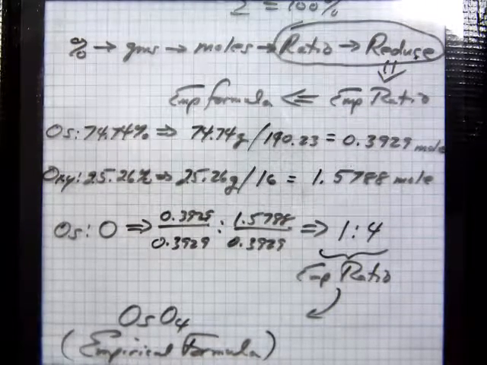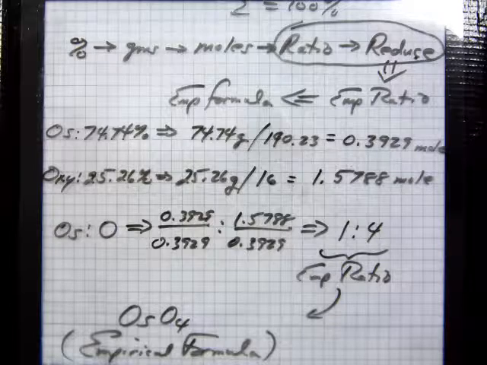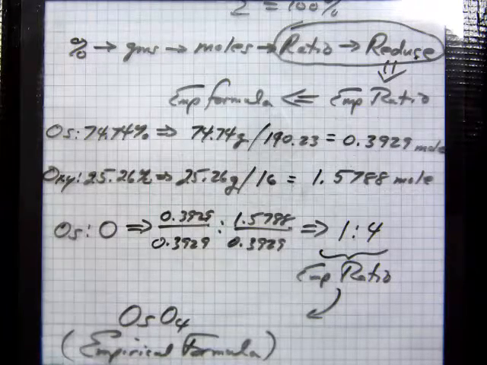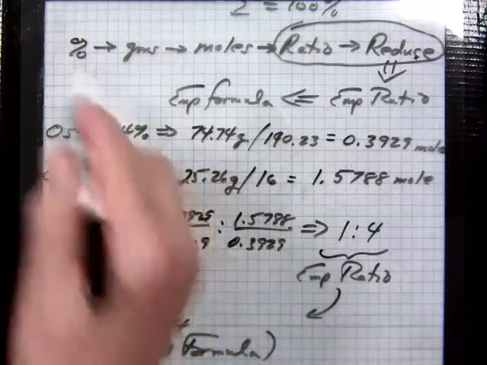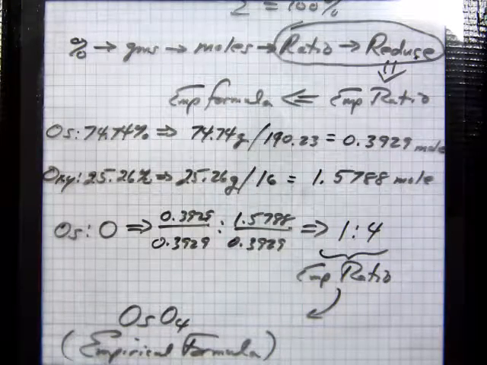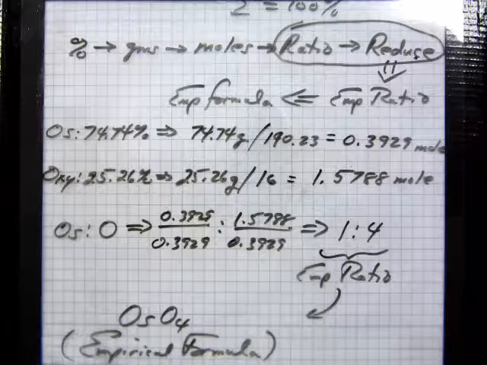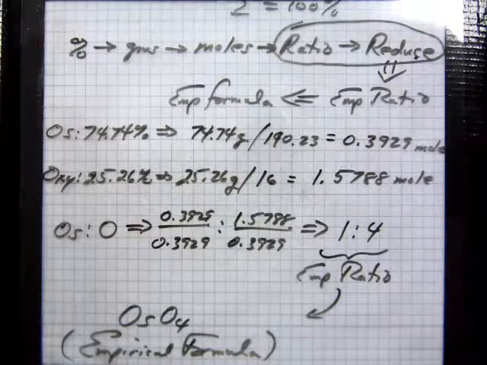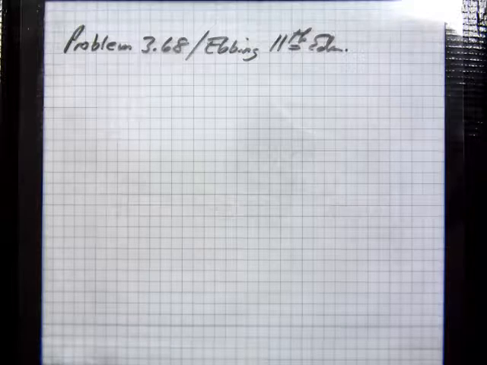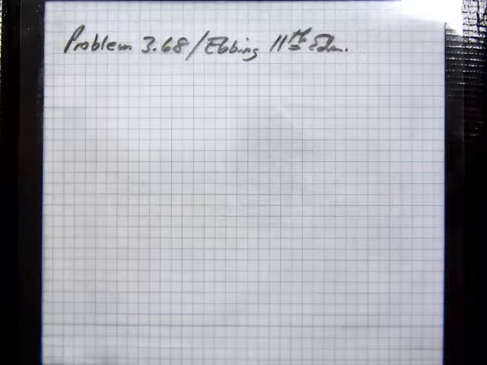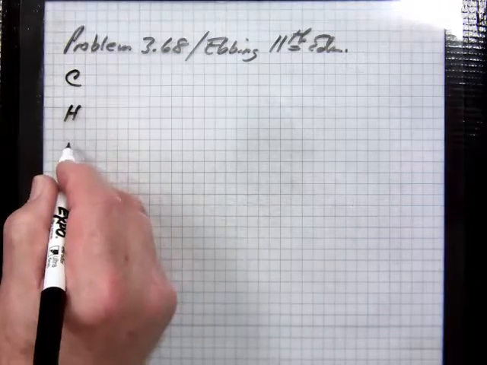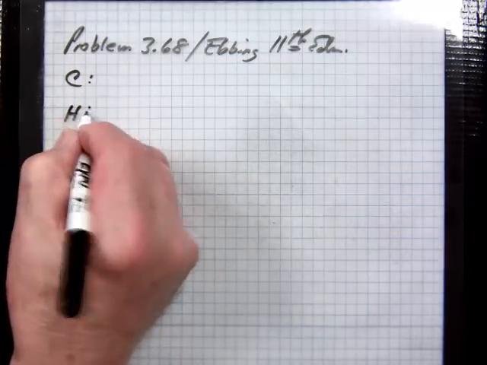And that's how you do it. Percent, the grams, the moles, ratio, reduce, empirical ratio, and write the formula. Write through that and memorize it if you have to. But as you go through this, you will better understand it. All right. So we have carbon. The way I set it up is carbon, hydrogen, and oxygen percentages per hundredweight.